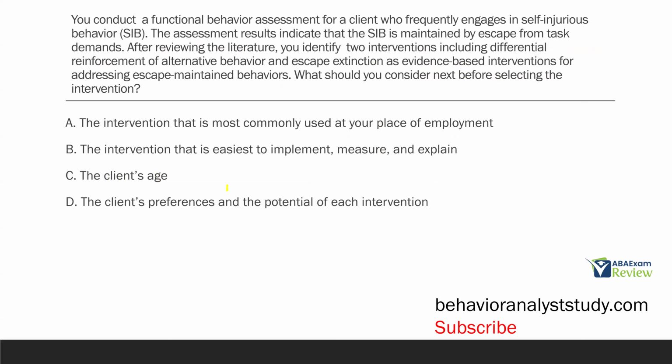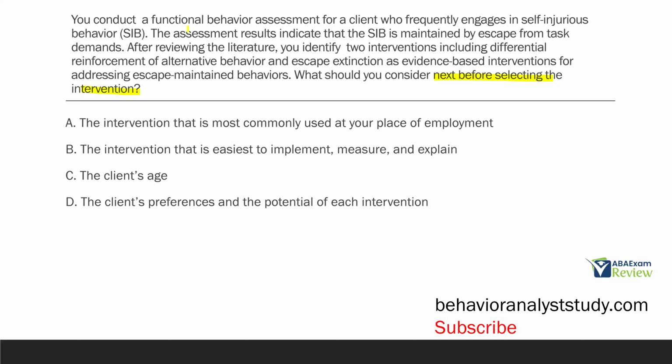You conduct a functional behavior assessment for a client who frequently engages in self-injurious behavior. The assessment results indicate that the SIB is maintained by escape from task demands. After reviewing the literature, you identify 2 interventions, including differential reinforcement of alternative behavior and escape extinction, as evidence-based interventions for addressing escape-maintained behaviors. What should you consider next before selecting the intervention? Another long question, but we're not intimidated by long questions. Just attack the question and understand what it's asking. So the question wants to know, what are we going to consider next before selecting our intervention?